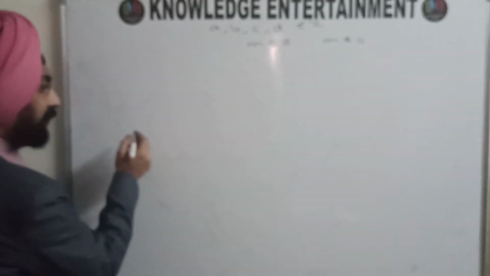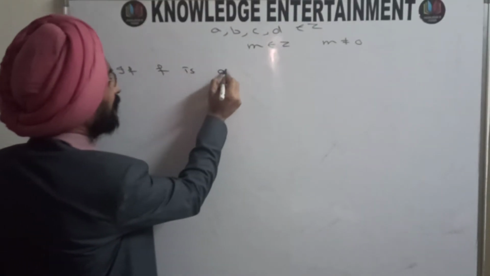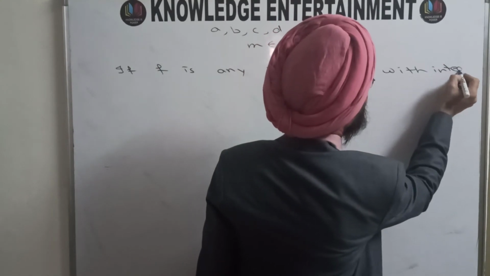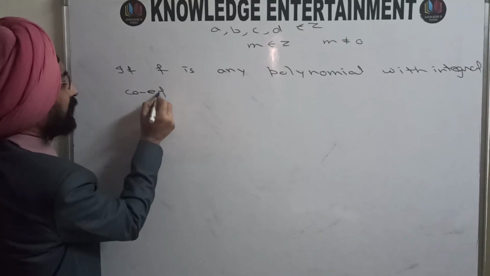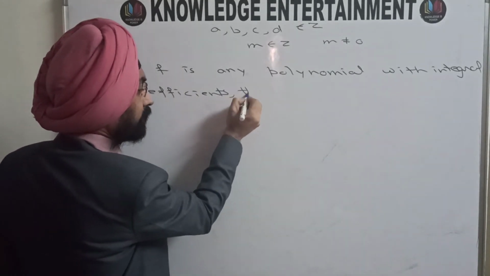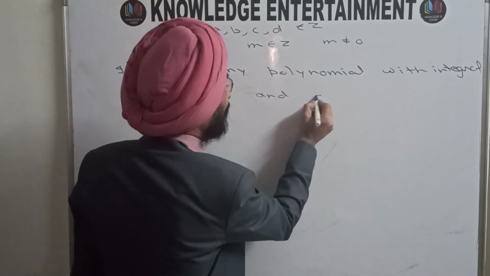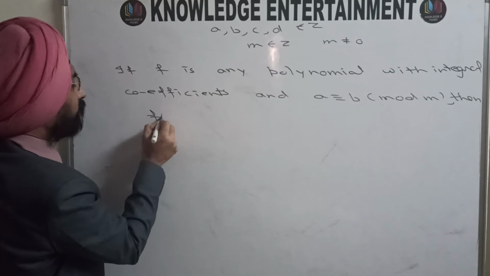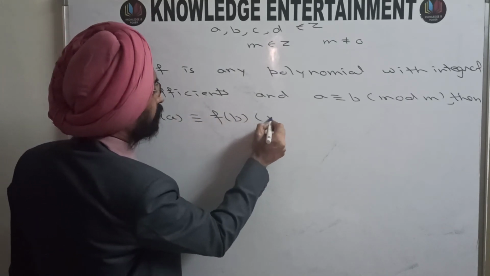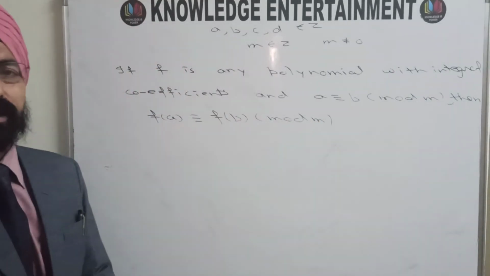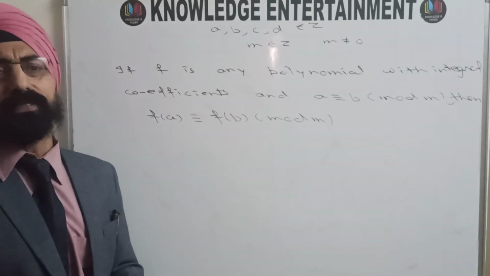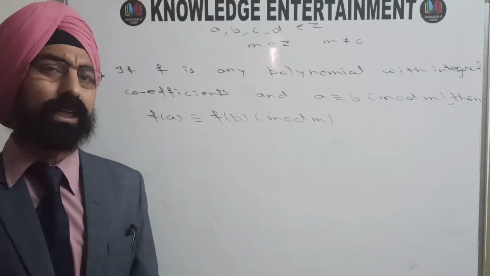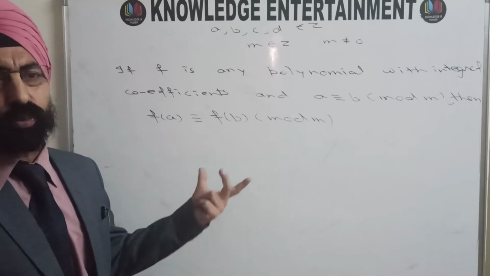The next I'm going to prove is that if f is any polynomial with integral coefficients and A is congruent to B modulo M, then f of A is also congruent to f of B modulo M. This result we are going to prove, and in proving this we will use the result just proved now, that if A is congruent to B modulo M, then A raised to power N is congruent to B raised to power N modulo M also. That result we use to prove this result.